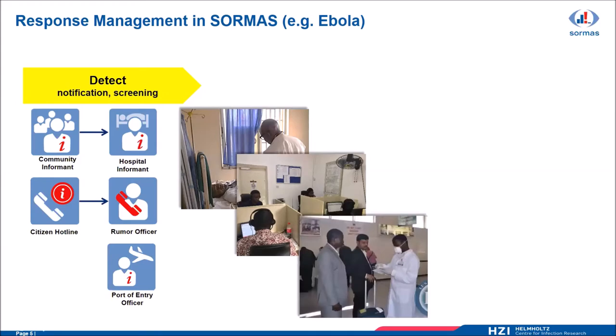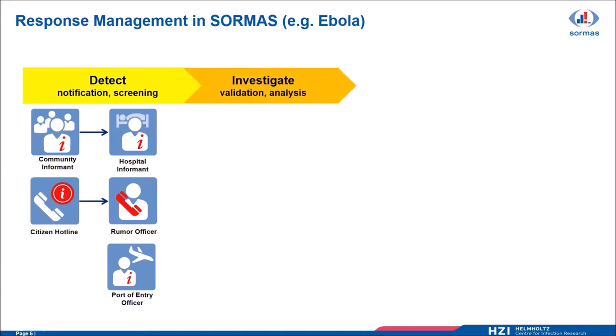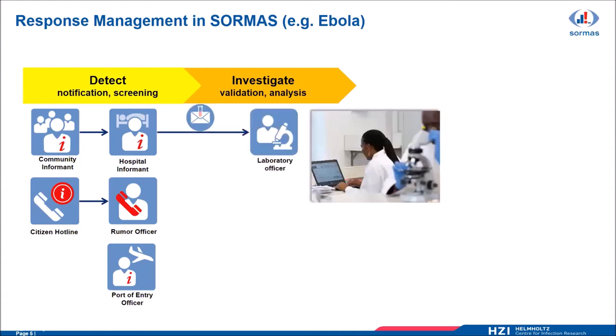Also, you have the port of entry officers and the port of entry app of SORMAS, where you have these officers at the land borders, air borders and sea borders collecting information about passengers and sick people into SORMAS. For investigating and validating an analysis, you have another set of people, especially the lab, for instance, who collects the samples and then does the testing. And then all the information collected from the samples and the testing is entered into SORMAS.